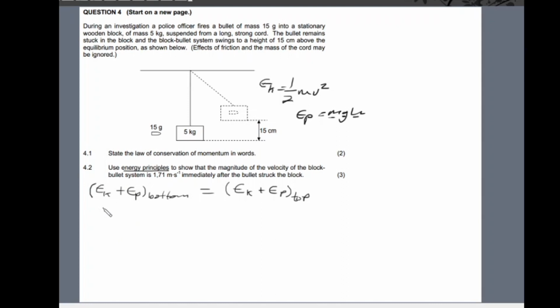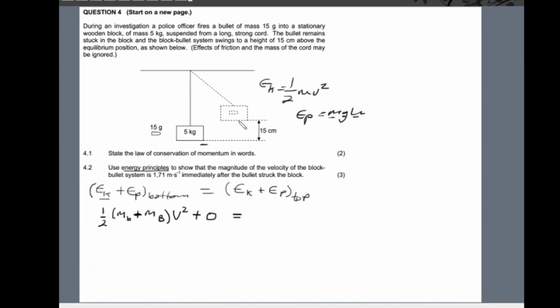So when they collide, the masses will be joined. We'll have the mass of the bullet plus the mass of the block, right, for the kinetic energy, one half times v squared, which is what we want to solve. And because at the bottom the height is 0, our potential energy will be 0, right?